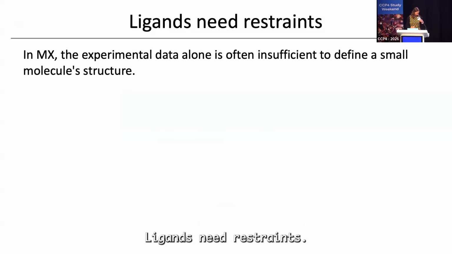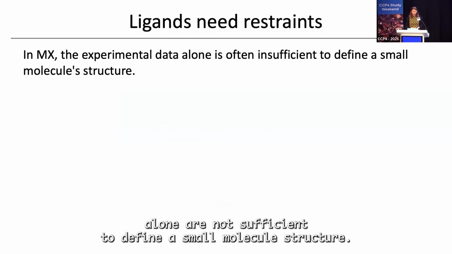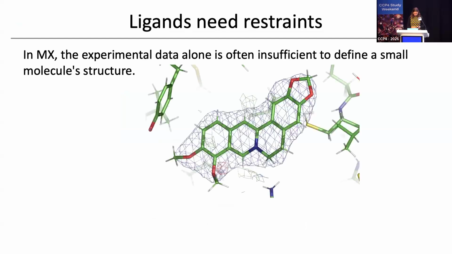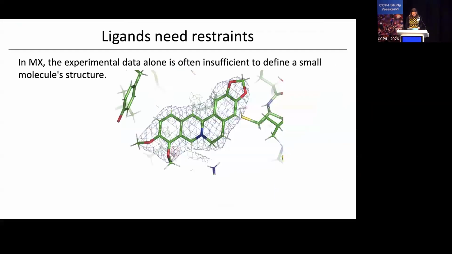ligands need restraints. Because in macromolecular crystallography, the experimental data alone are not sufficient to define a small molecule structure. So here's an example. Here we have an electron density map.